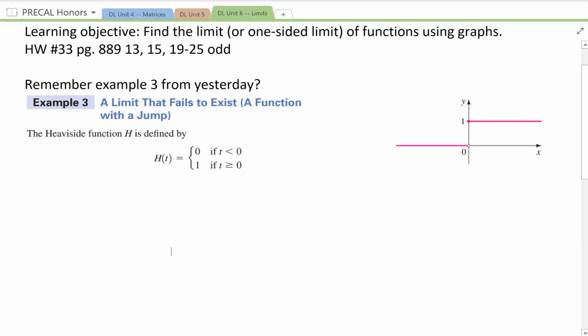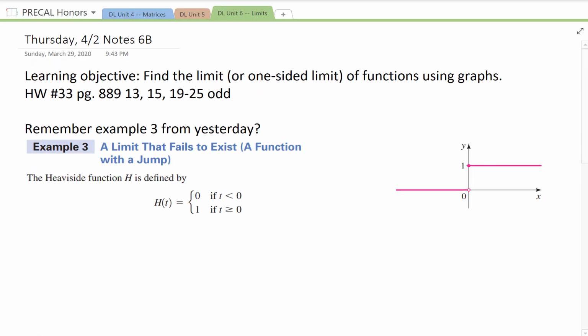Today we're continuing on talking about limits. Remember example 3 from yesterday, the Heaviside function? We were looking at the limit as x approaches 0. And notice that there was a huge jump. Either the electrical current was off or it was on. So looking at it from both sides did not give us a limit. But what if we only looked at it from one side?